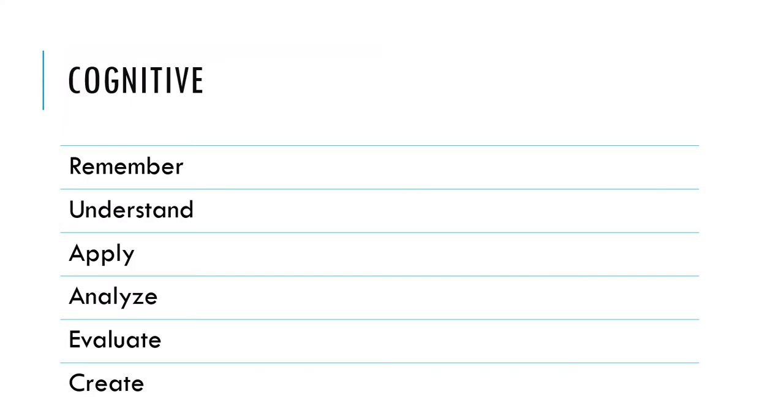Cognitive is probably what you're most familiar with when it comes to Bloom's. These are the 6 levels: remember, understand, apply, analyze, evaluate, and create. So remember is the most simple side, all the way up to create being the most complex. And so as you are taking a look at your unit, you want to make sure that you address as much of these as you can. For the cognitive, you should probably be able to come up with something for each of these 6 levels.